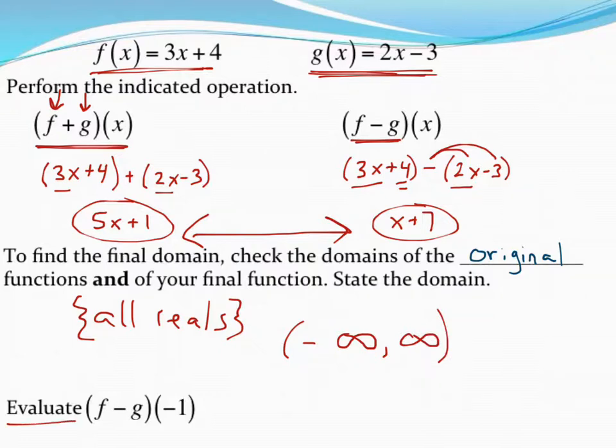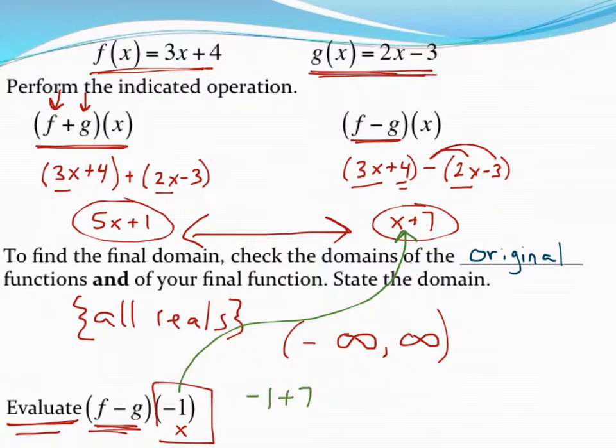Finally, I can evaluate. I can substitute a number in for x. This is what they're asking me to replace x with. So that's my x. They're saying to do the subtraction function. So here's all I need to do. Since I've already found what the difference function is, all I need to do is take this negative 1 and replace it with x in that function I already found. So negative 1 plus 7 is of course just 6.